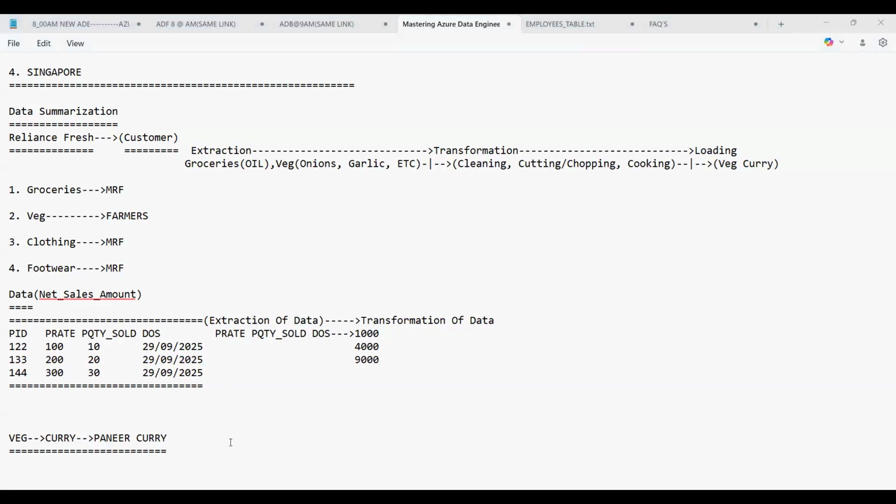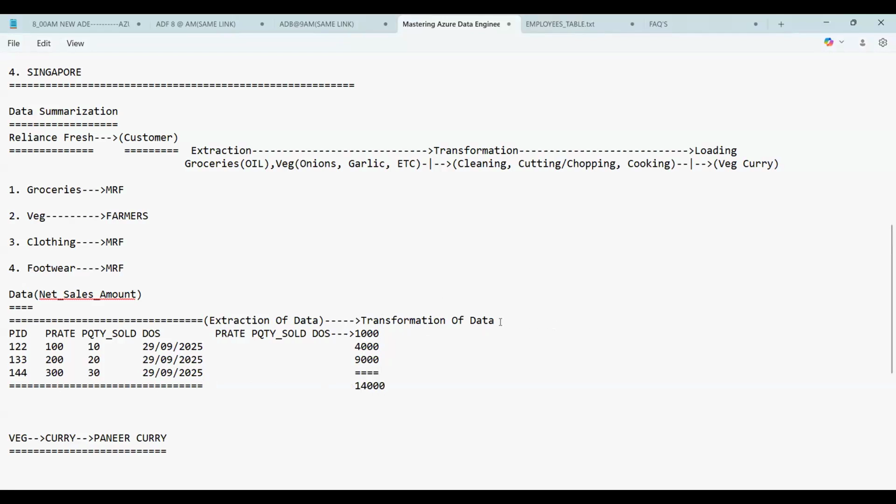Very good. So now, guys, this is the data you have. Now, this is the transformation, that means partial transformation. And now, finally, one more calculation is needed. I have to find out the net sales amount now. I'll calculate now. 1000 plus 4000 plus 9000. Totally, what is the total amount, guys? It's coming to 14,000.